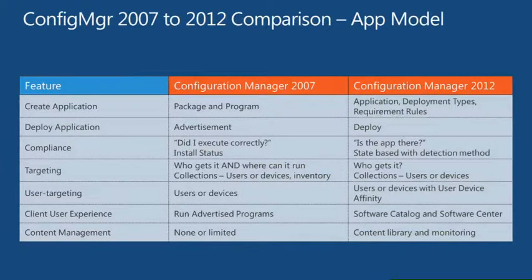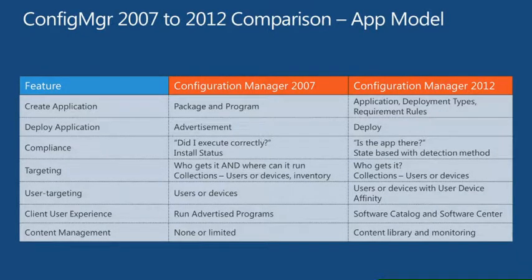Let me show you the difference between 2007 and 2012. This is very helpful if you already have 2007. We created applications using packages and programs. In today's world, in 2012, we have applications. So you define applications, and you define deployment types and requirement rules. And I'm going to show you how easy it is to do that. Then you deploy that application, as I said, using a feature called Deploy in 2012. In 2007, the way we used to do it was to publish an advertisement.